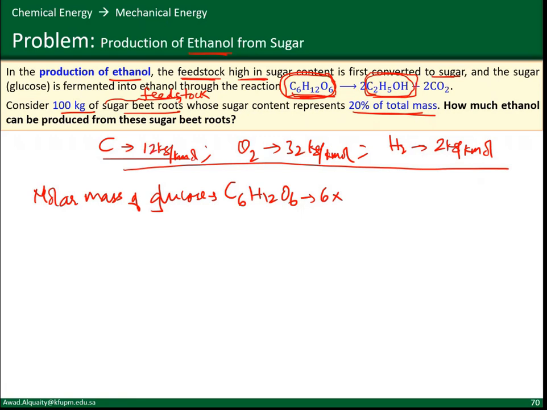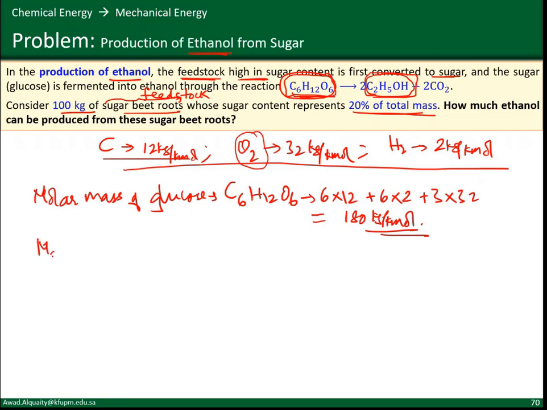The mass for a carbon atom is 12 kilogram per kilomole. So 6 times 12, plus the mass for 12 hydrogen atoms or 6 hydrogen molecules, so 6 times 2, plus the mass for 3 oxygen molecules, or 6 oxygen atoms. So this is an oxygen molecule, so it has 2 oxygen atoms already. So 3 times 32. When you do the math, the mass comes out to be 180 kilogram per kilomole. So this is for glucose. 1 kilomole of glucose weighs 180 kilogram.